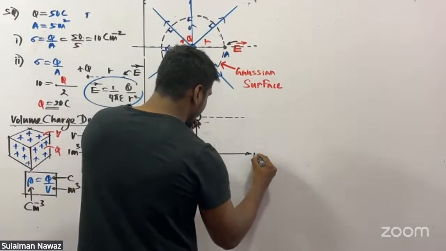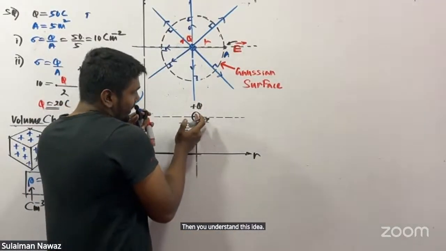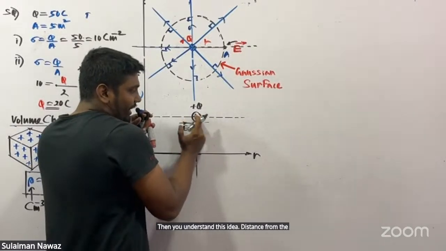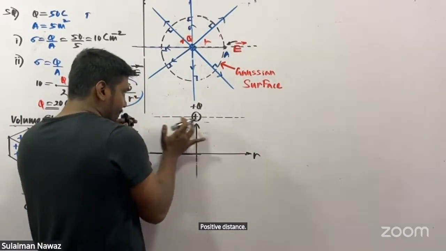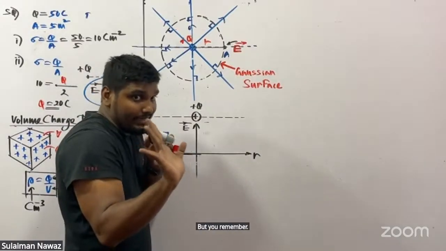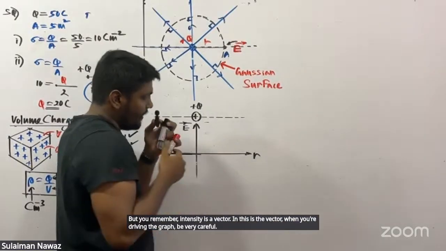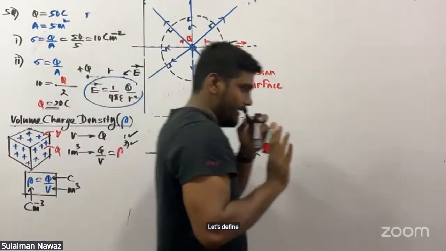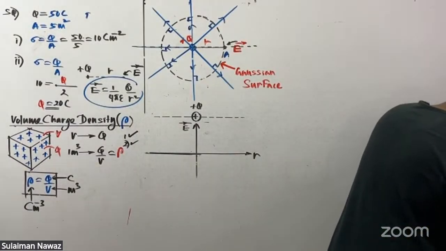Distance, we can simply call r. Then you understand this idea. Distance from the positive charge to the right side is positive distance. Distance on the left side of the charge is negative distance. But you remember, intensity is a vector. When you're drawing the graph, be very careful.